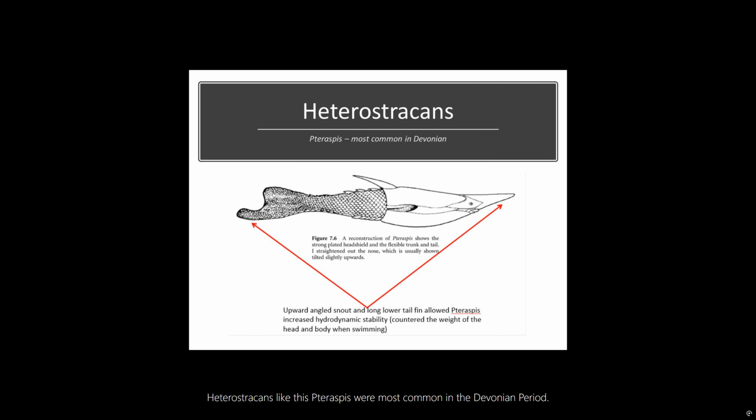Heterostracans, like this Pteraspis, were most common in the Devonian period. The head area was still plated, but the body and tail were modified and were more flexible. They still had no paired fins, but the configuration of their snout and elongated lower tail fins suggests they were more hydrodynamic than ostracoderms.